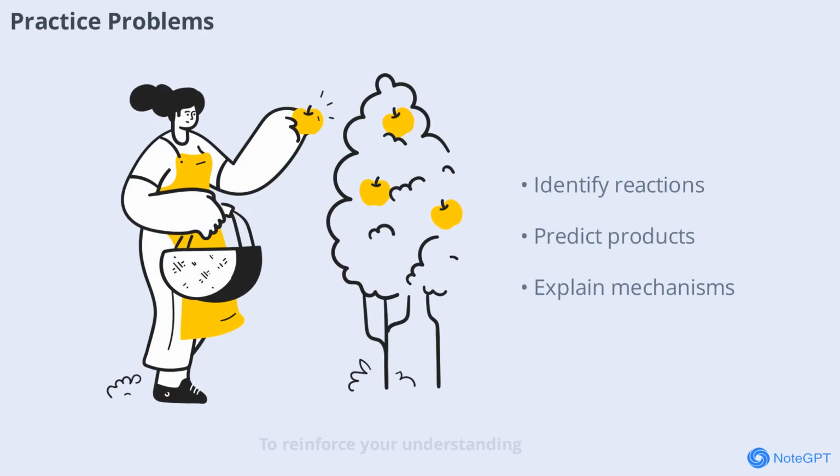To reinforce your understanding, try solving some practice problems related to haloalkanes and haloarenes. Identify the type of reaction, predict the products, and explain the mechanisms involved. Practice is key to mastering organic chemistry concepts and applying them effectively in exams and real-world scenarios.